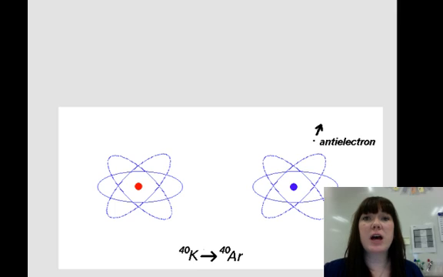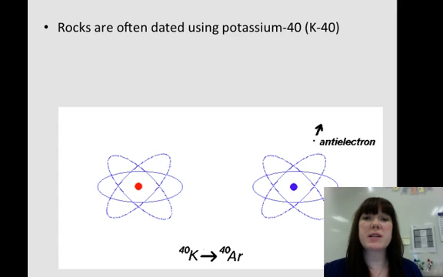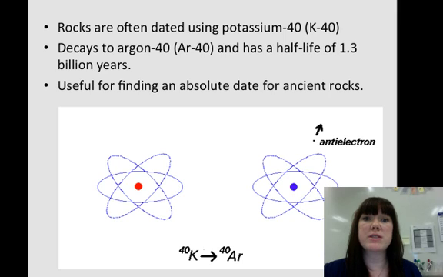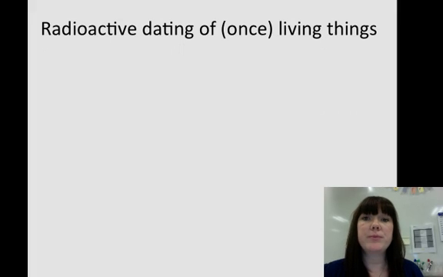There are many different radioactive elements that are used in dating different substances. For rocks, we often use potassium-40 to date them, and that decays into something called argon-40, and that has a half-life of about 1.3 billion years. And so potassium-40 is very useful in finding an absolute date for ancient rocks. We also saw in the little tutorial that I showed you, and I'm going to show you another one in a minute, that we can also use uranium-238 for that.